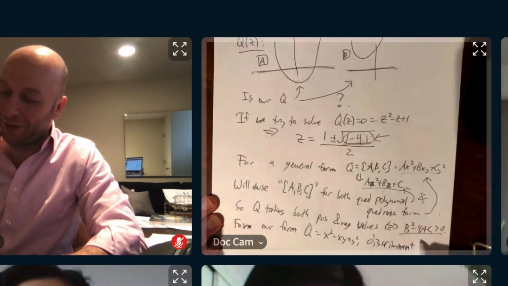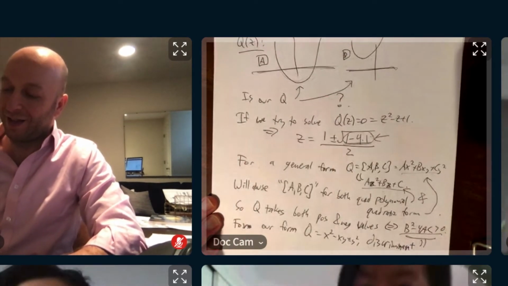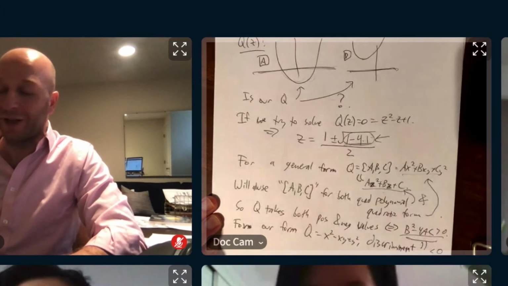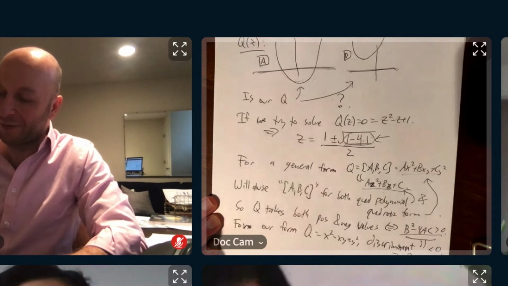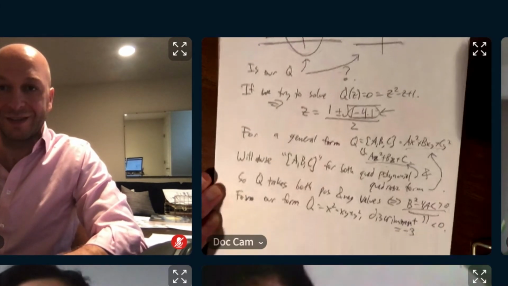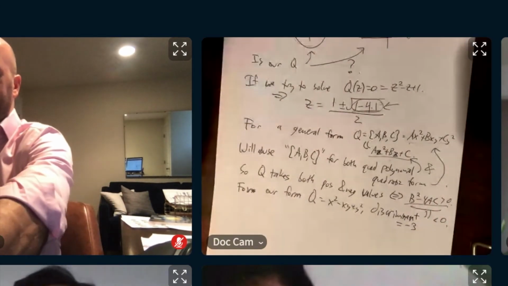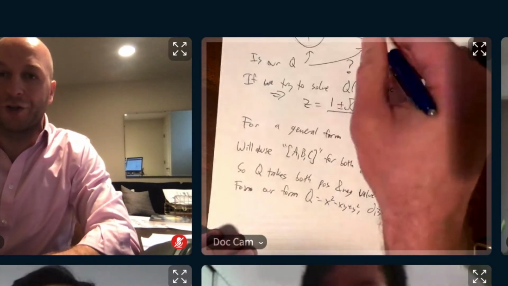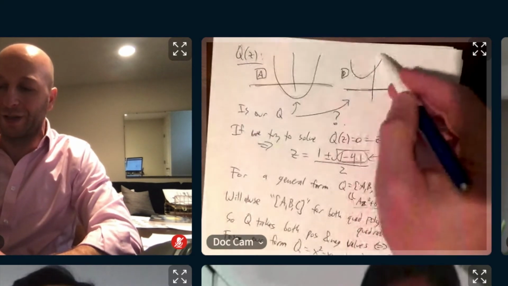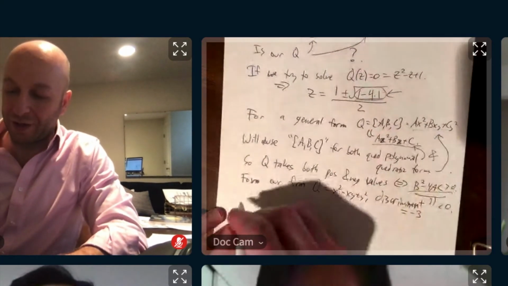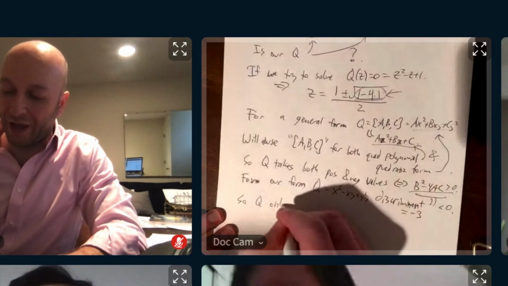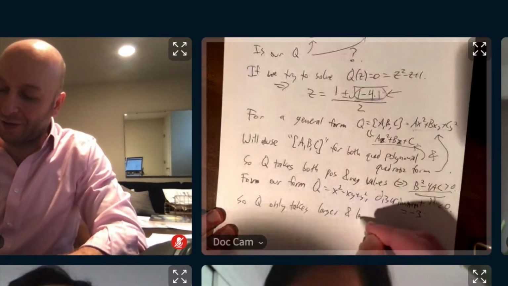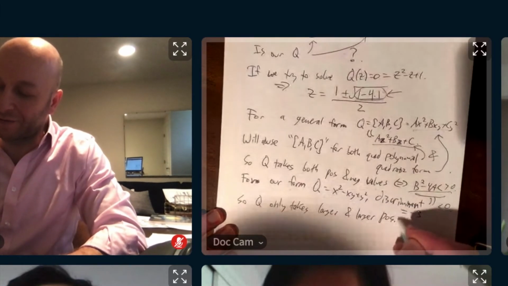The discriminant, b squared minus 4ac, is negative. It's negative 3, in fact. The discriminant is negative 3, which is negative. So the quadratic form only takes larger and larger positive values. Right? You can't see both at once. So Q only takes larger and larger positive values.